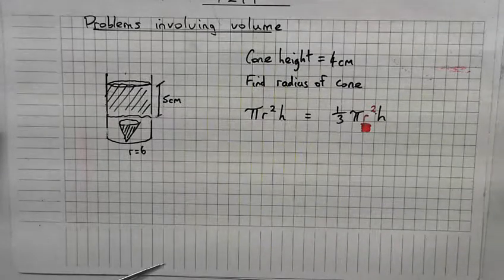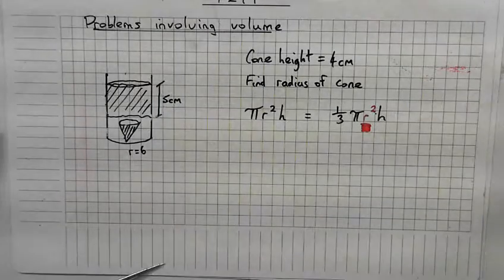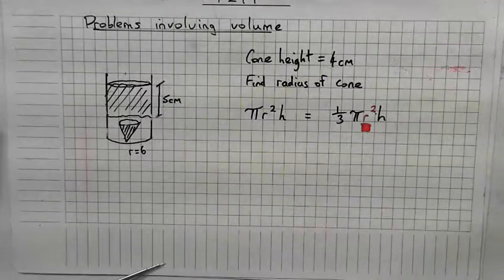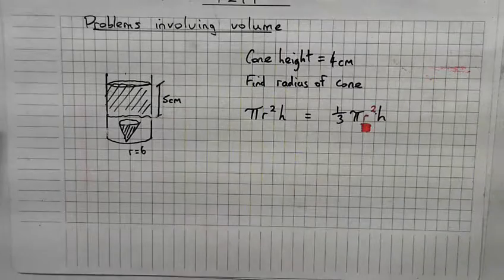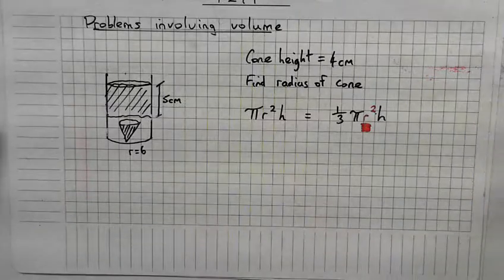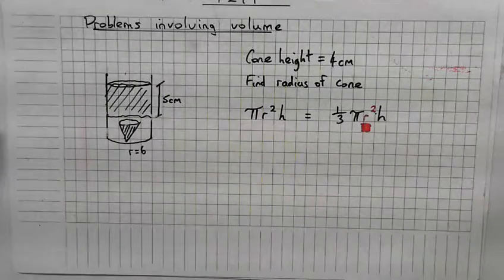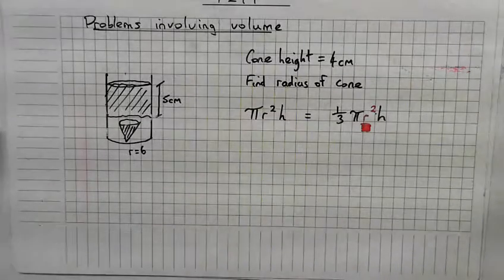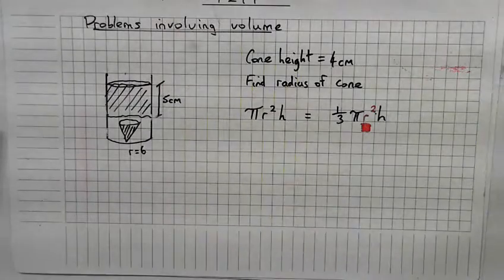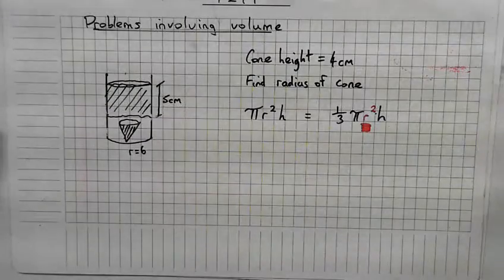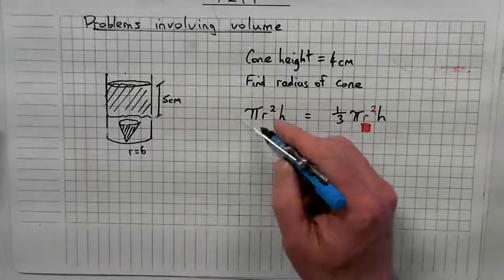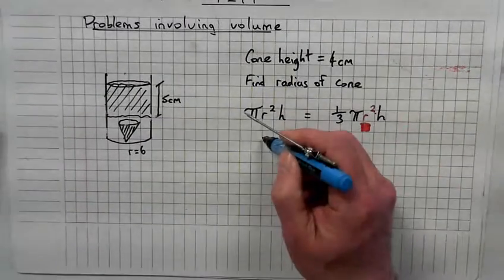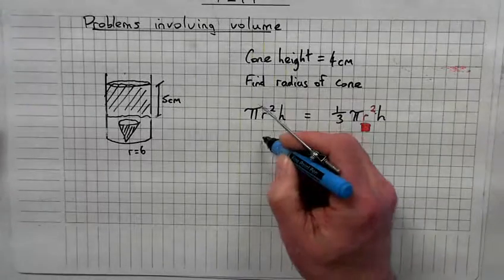What's the first step? You don't bring anything over just yet. You cancel the pi's on both sides. So write that first. Don't put in any values yet. Is everybody that bit done? Cancel pi's on both sides. And then write down what you're left with.